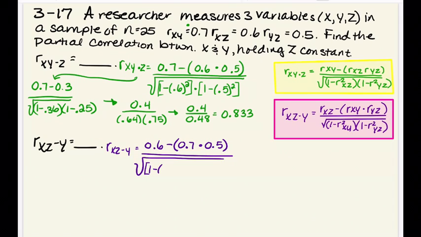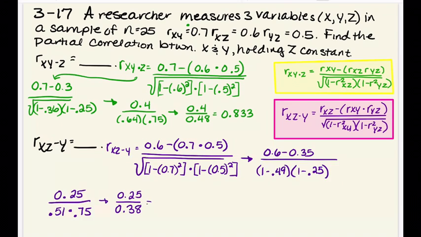So we'll take the correlation of x, z and subtract the product of the correlations of x, y and y, z. We'll divide all that by the square root of 1 minus the correlation of x, y squared times 1 minus the correlation of y, z squared. We'll come up with a value of 0.658, which is positive but not strong, so it would be described as a weak relationship.